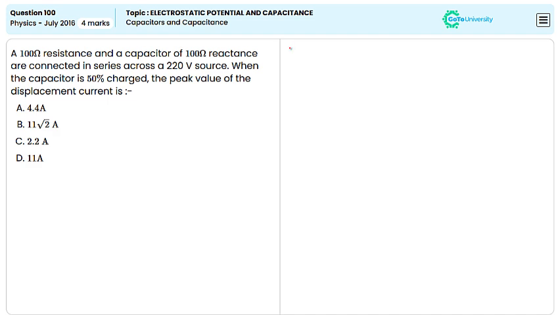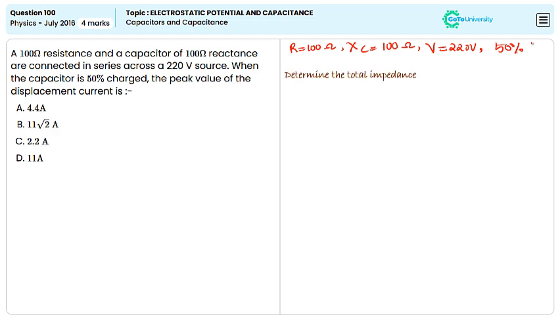We are given a resistance R equal to 100 ohm, a capacitive reactance XC equal to 100 ohm, and a source voltage of 220 volts, and the capacitor which is 50% charged. Let us first determine the total impedance.